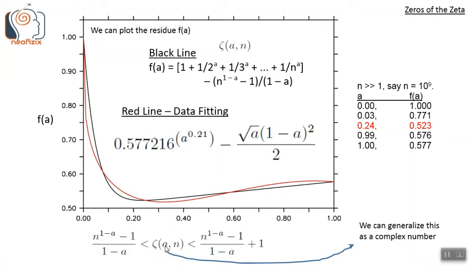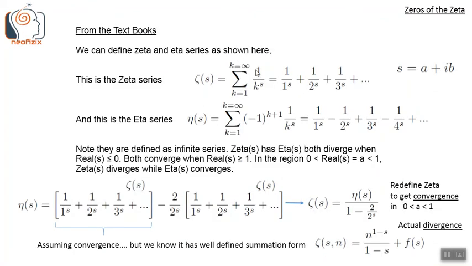Now we can generalize this real number a in the zeta function to a complex number. From the textbooks, we see that most of the time it is defined as an infinite series. So this is the zeta series. The zeta series is a summation of 1/1^s plus 1/2^s plus 1/3^s up to infinite terms, where s is a complex number of the form a plus ib, where a and b are real numbers and i is the imaginary number.